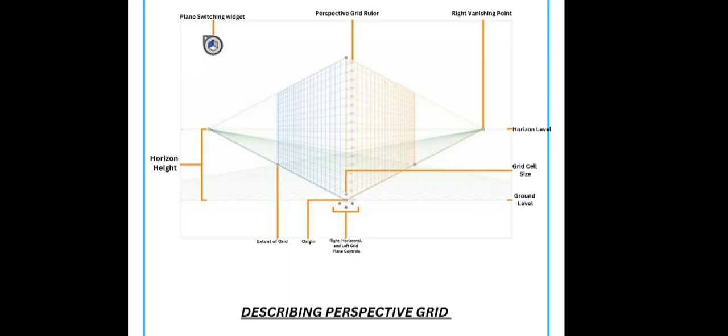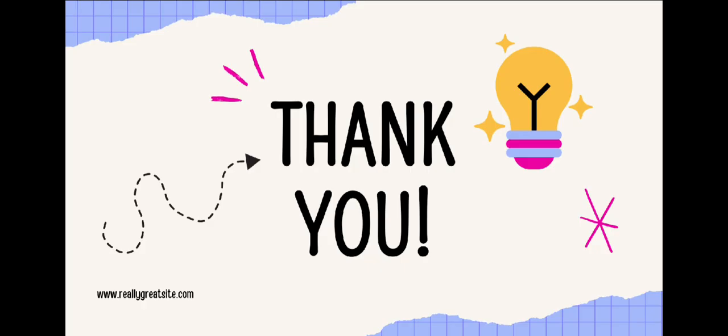Perspective tool looks like this. We have perspective grid rulers, right vanishing points, horizon level, grid cells, ground level, right horizontal and left grid, panel control, origin, extent of grid, horizon height. This was the perspective grid.